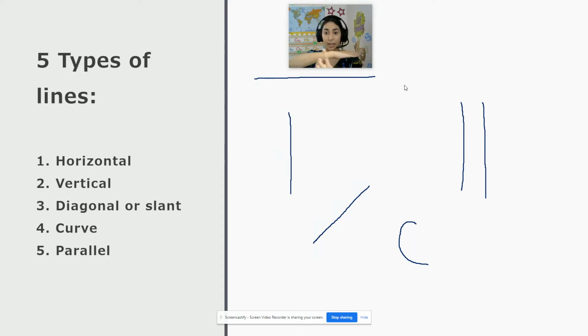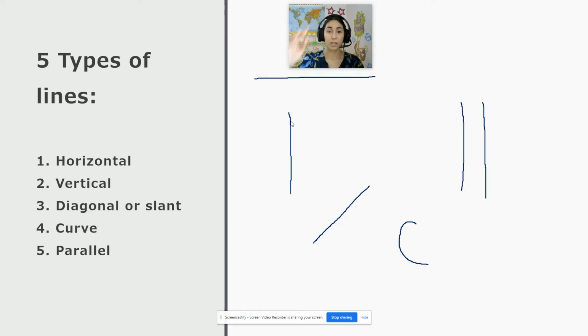Now, if you have a vertical line, which is line number two, it would be like this. This would be vertical. That's the second line right beneath the horizontal one. Here you have the horizontal line from side to side, and then you have the vertical line, which goes from up to down. So this is horizontal, and this is vertical.